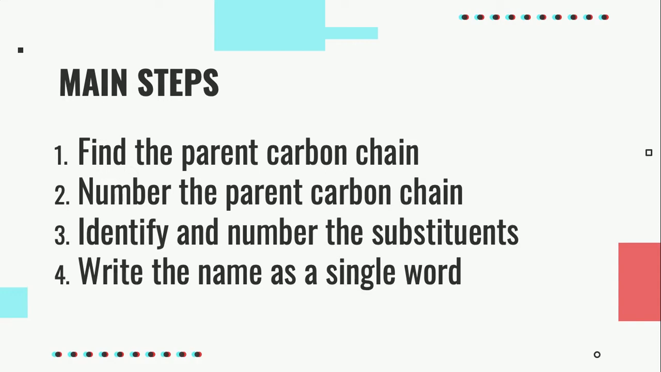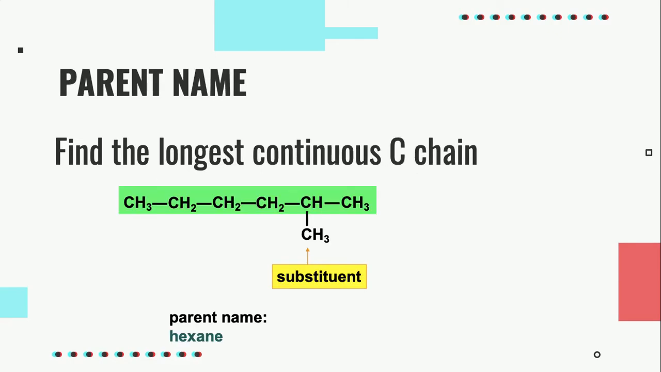Secondly, number the parent carbon chain. Third, identify and number the substituents. And the final one is to write the name as a single word. In identifying the parent name, find the longest continuous carbon chain in this diagram. There are 6 carbons in the longest carbon chain with 1 methyl substituent, so the parent name is hexane.